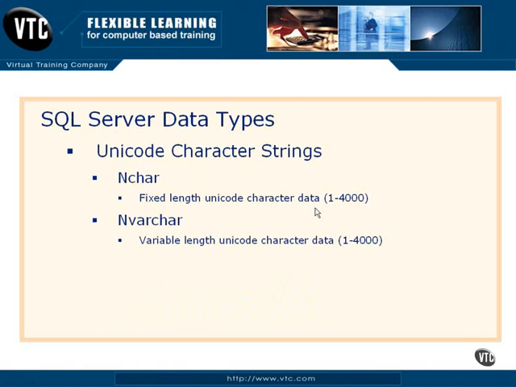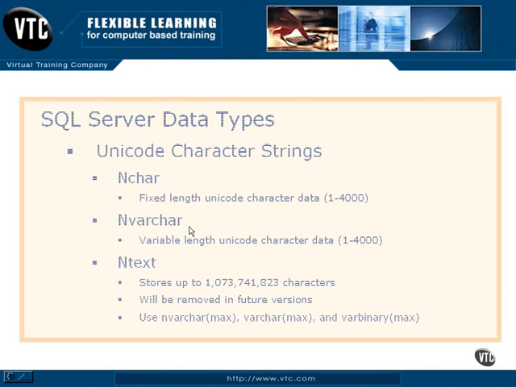With regular character sets we can only store the standard English alphabet plus some Spanish alphabet and a few others. With Unicode, we doubled the number of bytes that store each character, so we lost 4,000 units on the number of characters we can store, but we can represent most of the known languages in the world with these character sets. So we have nchar and nvarchar, and ntext, same deal as before. This is going to go away.